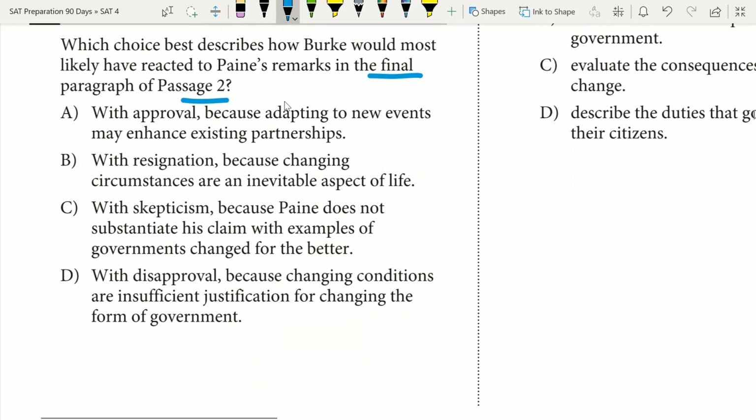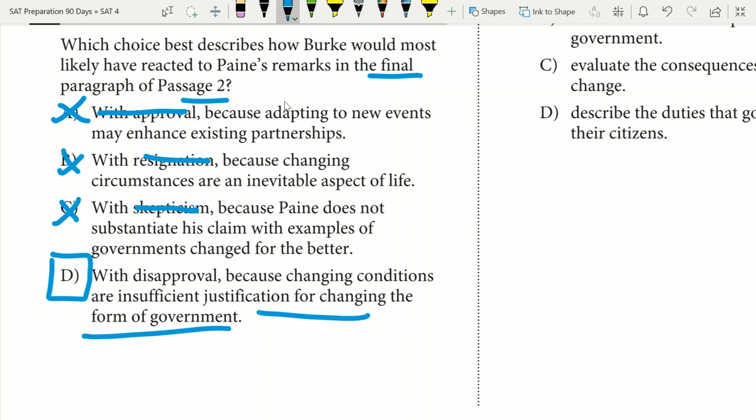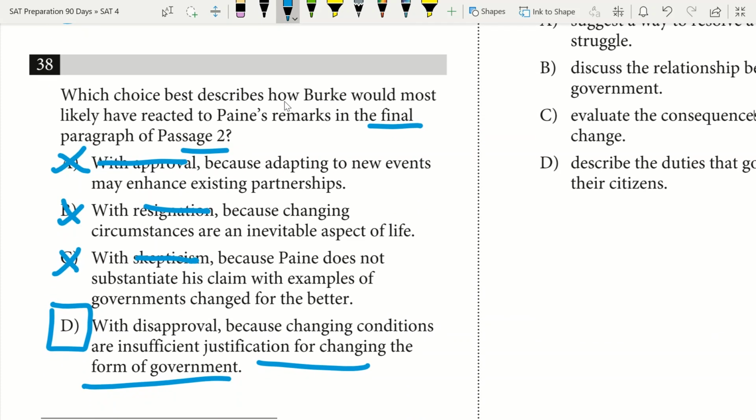Well, he wouldn't agree with it. Okay, so we can get rid of with approval. We wouldn't say with skepticism because he would obviously disagree with it. We also wouldn't say with resignation, so our answer would have to be D. He would respond with disapproval because changing conditions are not a sufficient justification for changing the form of government. And we hear the author of passage 1 say that as well, so that also supports it. But he would definitely respond with disapproval, so our answer there would be D for 38.